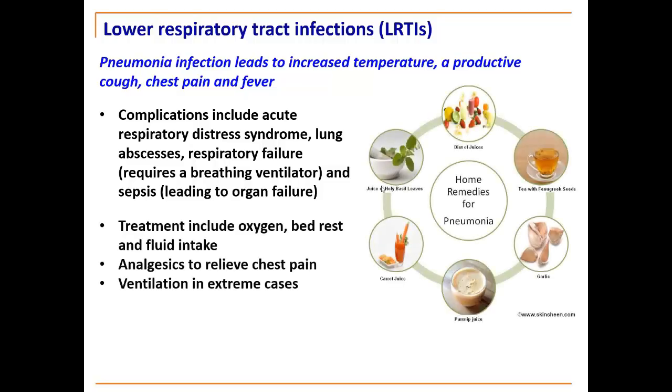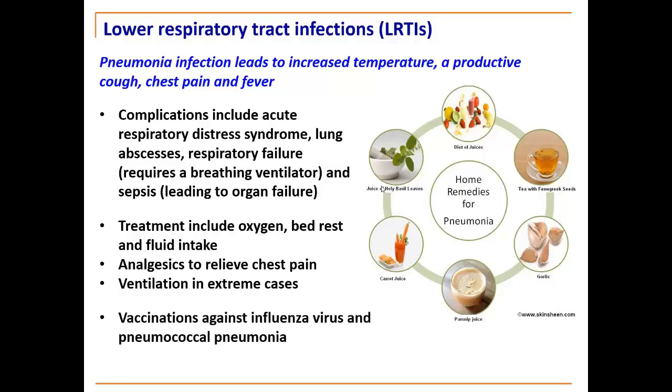And there are lots of treatments, of course, and they include things like oxygen, bed rest and fluid intake, analgesic to relieve chest pain, and like we said, ventilation in extreme cases. And you can also get vaccinations against influenza virus and pneumococcal pneumoniae. And susceptible individuals are vaccinated against influenza virus every year. So people with severe asthma, for example, or COPD, they will become vaccinated every year.